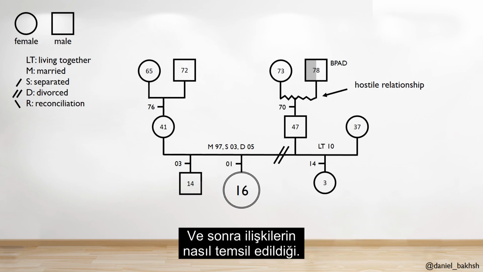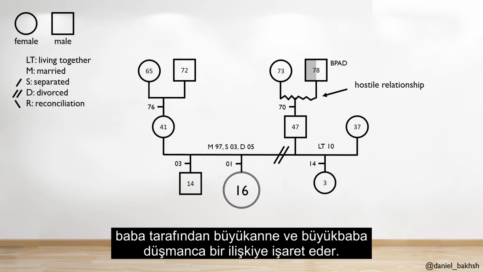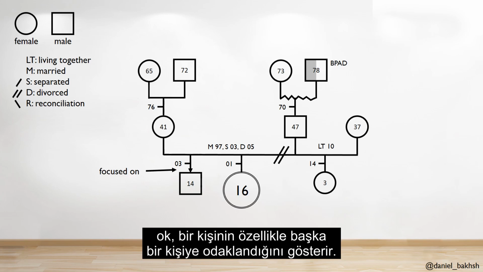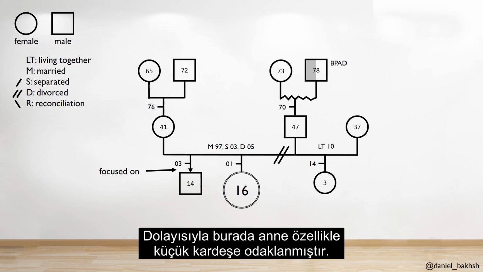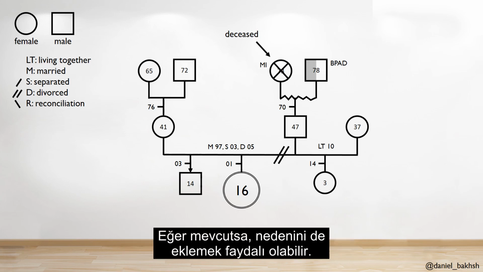And then how relationships are represented. The zigzag line shared between the paternal grandparents signifies a hostile relationship. Meanwhile, a relationship with an endpoint arrow represents that a person is particularly focused on another person. So here the mother is particularly focused on the younger brother. An X over a symbol denotes whether or not a person is deceased. It can also be useful if available to include the cause.